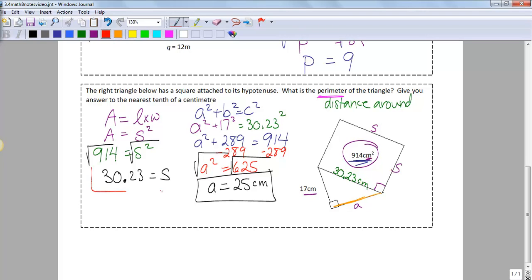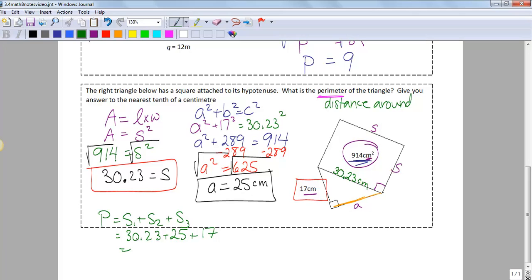I know that the other side of the triangle is 30.23, and the other side of the triangle is 17. So to find the perimeter, I'll add side 1 plus side 2 plus side 3. And in this case, it's 30.23 plus a 25 plus a 17. Let's see, 30.23 plus 25 plus 17, grand total of 72.23 centimeters.